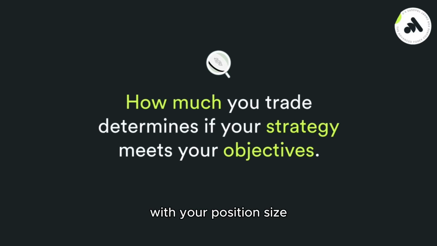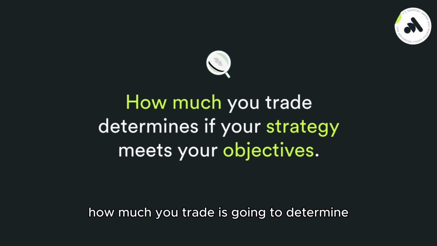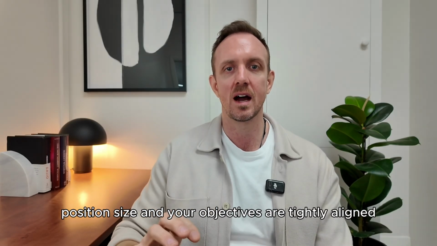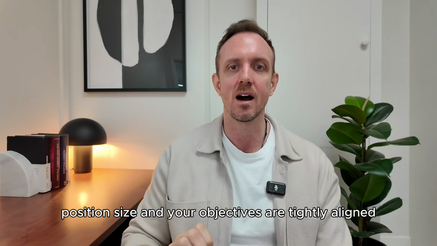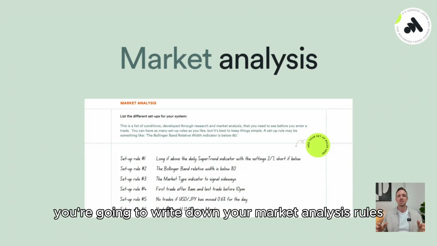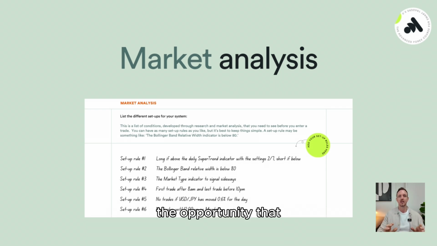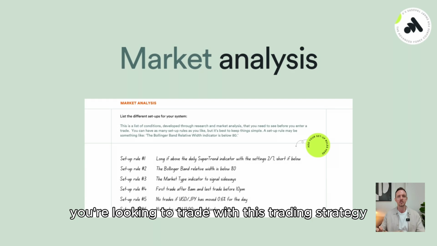With your position size, just remember that how much you trade is going to determine whether your strategy meets its objectives. So you want to make sure your position size and your objectives are tightly aligned. Next, you're going to write down your market analysis rules. These rules serve to clearly define the opportunity that you're looking to trade with this trading strategy.